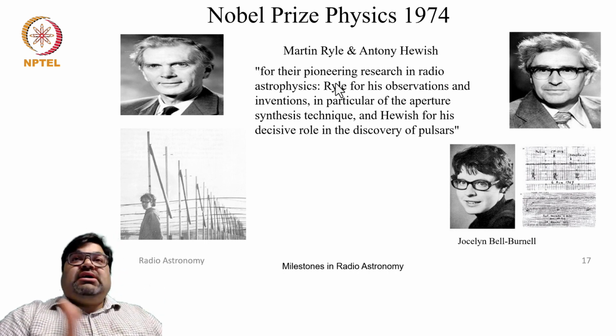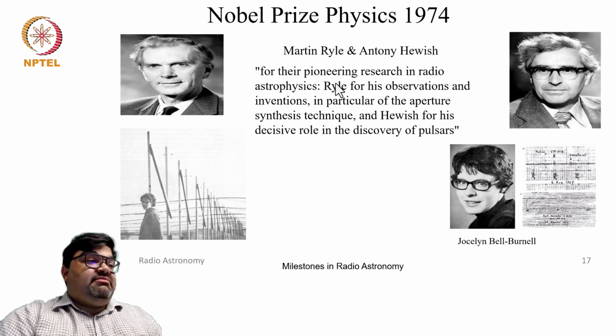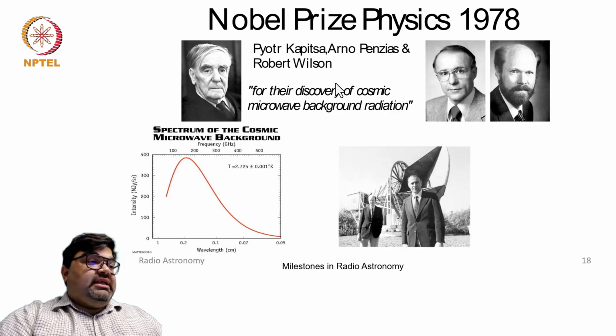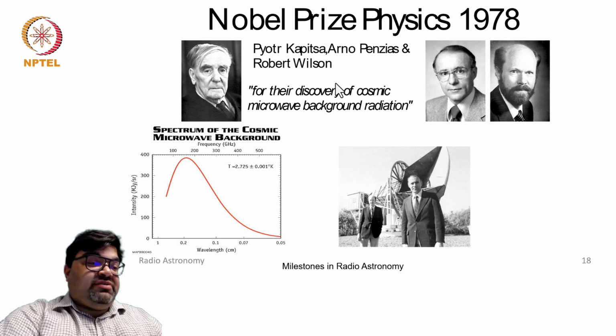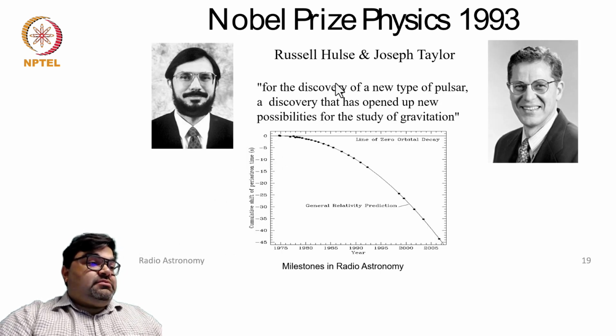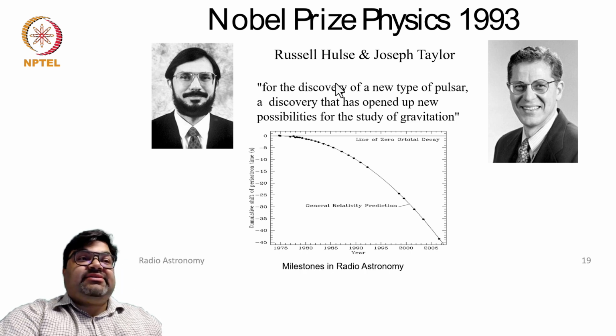Now, a few important contributions, Nobel Prizes. As I said, Martin Ryle and Tony Hewish received the Nobel Prize in radio astronomy. Then in 1978, Penzias and Wilson received the Nobel Prize for the discovery of the cosmic microwave background. Different types of pulsars were discovered, an important probe to study gravitation, and for that, Russell Hulse and Joe Taylor received the Nobel Prize in 1993.